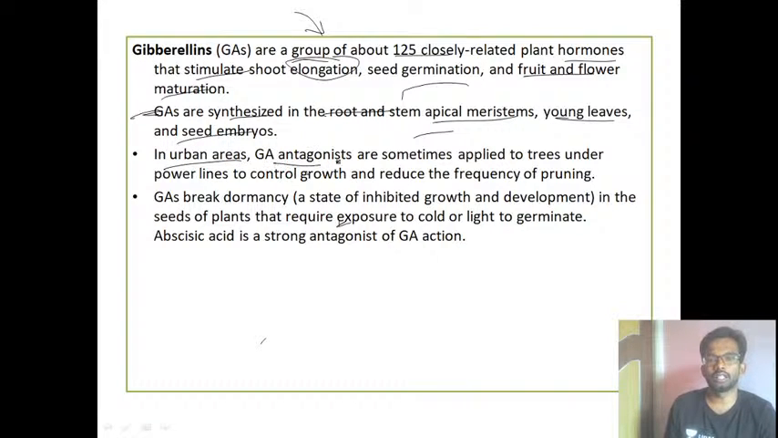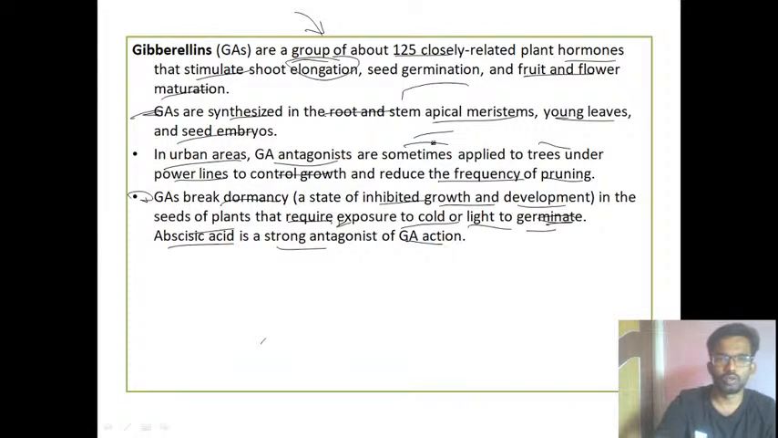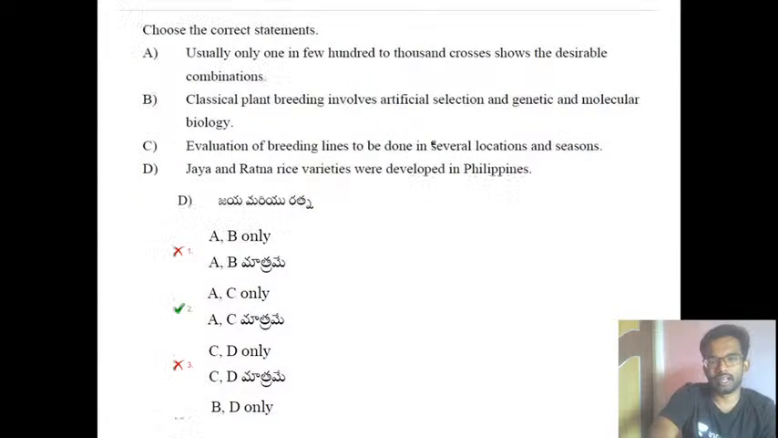In urban areas, GA antagonists, that is gibberellin antagonists, are sometimes applied to trees under power lines to control growth and reduce the frequency of trimming. Gibberellin also breaks dormancy, a state of inhibited growth and development in the seeds of plants that require exposure to cold or light to germinate. And abscisic acid is a strong antagonist of GA action.